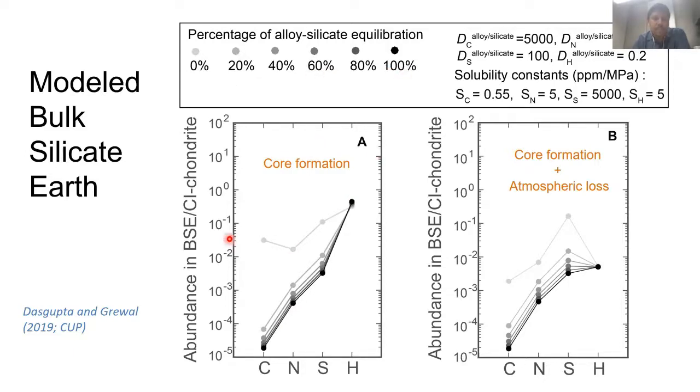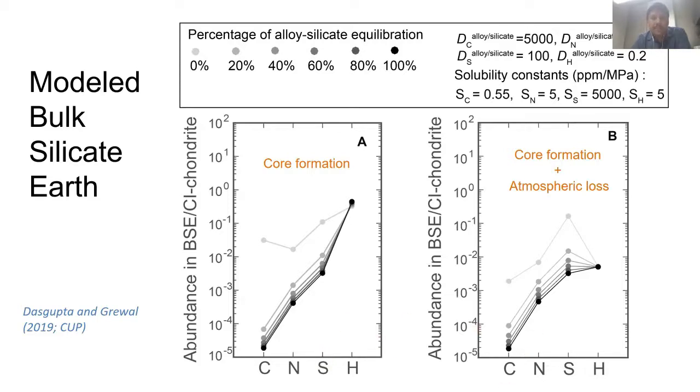So in this case, there is almost no equilibration between the core and the mantle as the core formation took place, which we don't think is perfectly realistic. But then this black curve is showing 100% equilibration between the alloy and silicate, and that may not also be perfectly realistic. The reality may be somewhere in between, where metal and silicate equilibrated to some extent, but not completely, right?